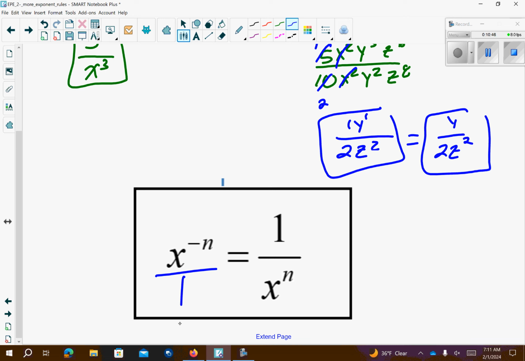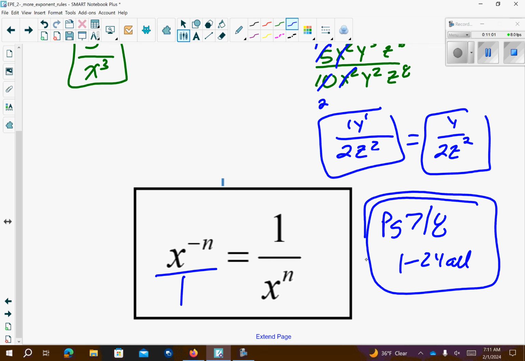So for tomorrow, I would like you to do page 7 and 8. And I think you can get through 1 through 24 all. So take the time in class to work on it. If you have any questions, let me know. If you needed to finish a test that you missed, make sure you come in during an off period so you can work on it. It's okay if I have a class. You're welcome to come in here and make it up.